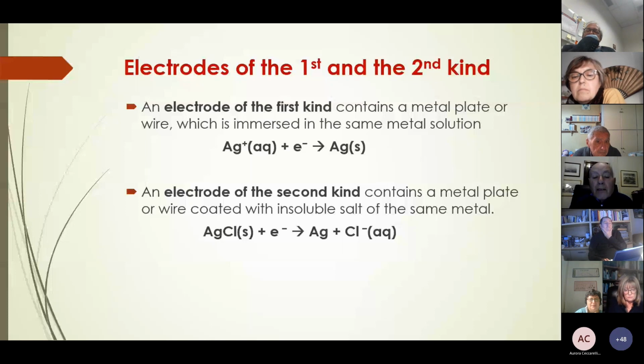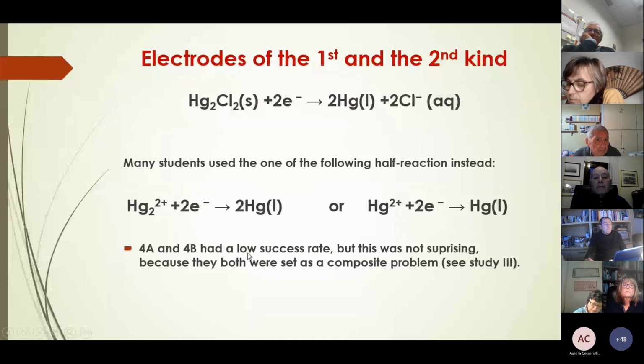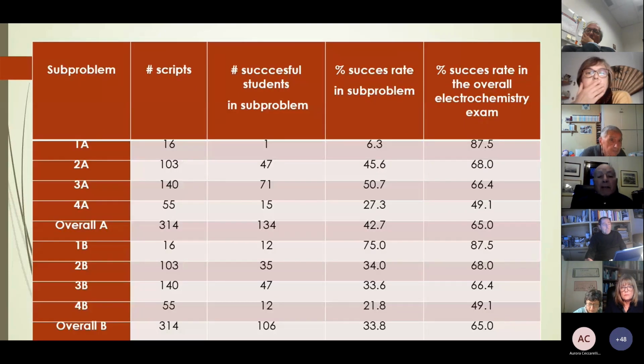Students find the second kind of electrode very, very complicated. They usually are sticking to the electrode of the first kind. That is, they consider that using the silver cation is equivalent to using the insoluble salt, silver chloride. So here was the electrode of the first and the second kind, which caused the difficulty. Here is again the table with the results.